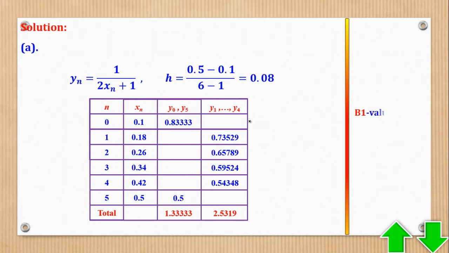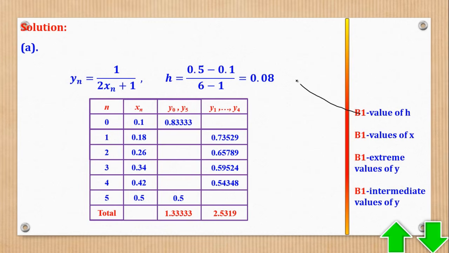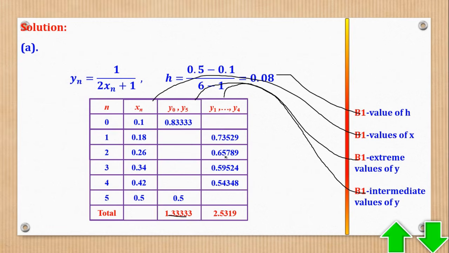Now before I go to the next slide, let's see marks for this slide. So far we have B1 for getting the strip width, B1 for generating x values, B1 for generating extreme y values with the sum, another B1 for generating intermediate y values with their sum. So we are going to use those values to come up with our approximate area.